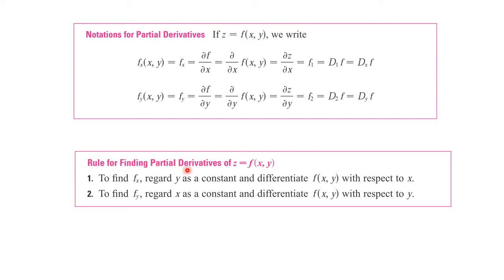Rule for finding partial derivatives of z equals f of x, y. Number one, to find fx, regard y as a constant and differentiate f of x, y with respect to x. And number two, to find fy, regard x as a constant and differentiate f with respect to y.